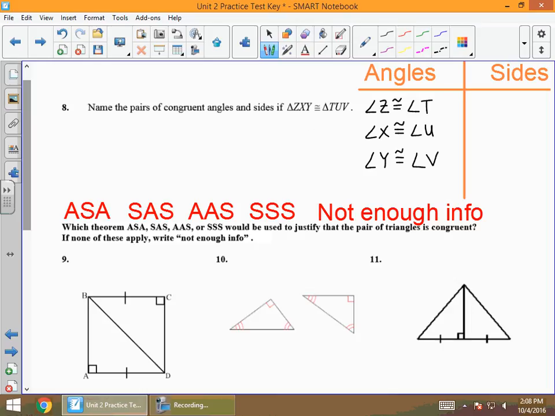Now for sides. My sides are going to be dictated on pairs. So my first pairing in the left triangle, I'm going to do the first two, ZX. That is a side, ZX. It is going to be congruent to the first two in the second triangle, TU. That's the first pairing. The next pairing, I'll do the second and third ones in both. So the second letter is X and then Y. So XY is congruent to the second and third in the other, U and V.